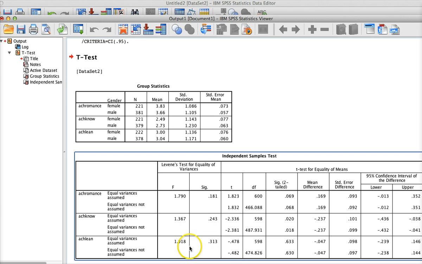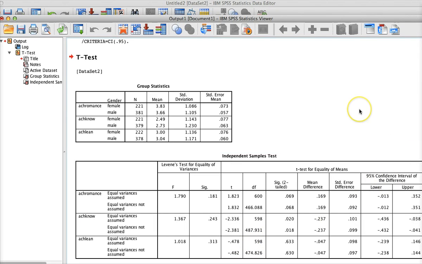Leanness item, again, we have not violated the homogeneity of variance assumption. That t doesn't even exceed an absolute value of 1. There's no significant difference. Those are very similar to one another. So that is interesting, and that's telling us that the only significant difference was on that knowledge item. And actually, across all the items that we looked at, there's a lot more similarity than difference, suggesting that pressures associated with these roles are pretty similar for both women and men.